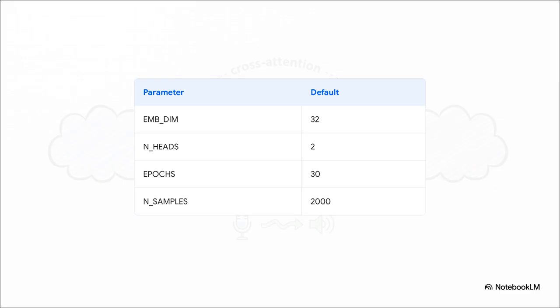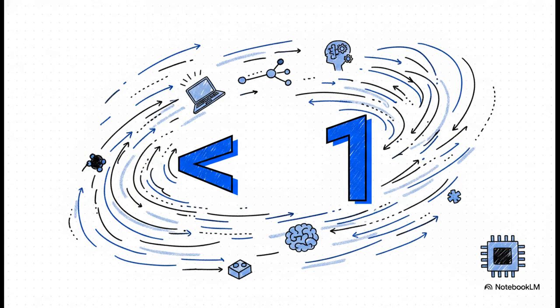There's no massive gigabyte-heavy data folder to download here. The data is all generated programmatically right on the spot. Which leads us to this honestly mind-blowing fact. To train this entire cross-attention model from absolute scratch, it takes under 1 minute.